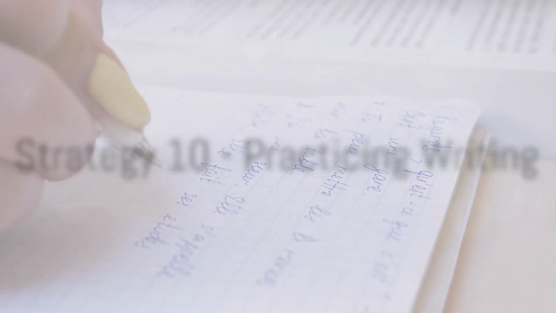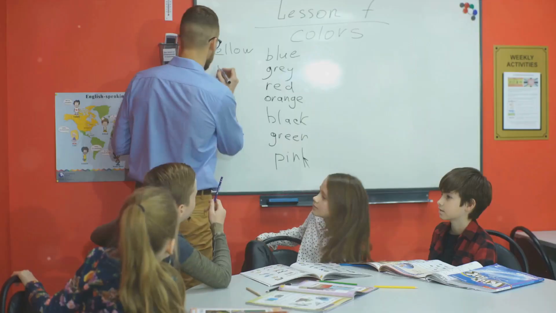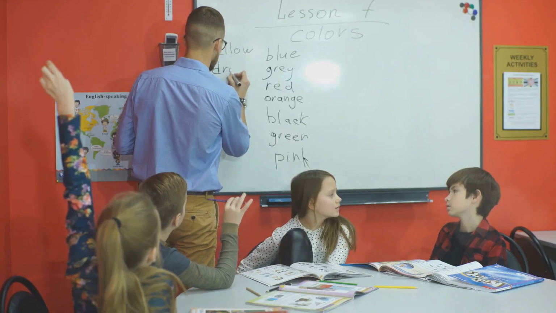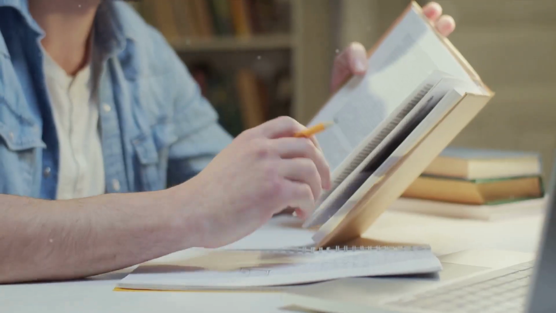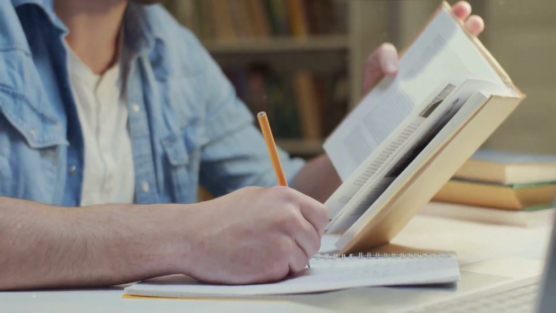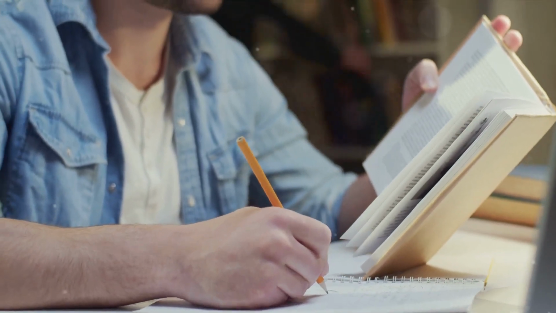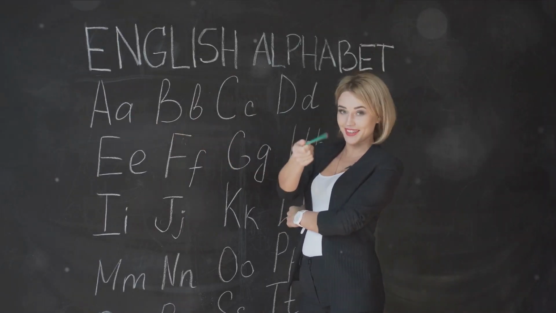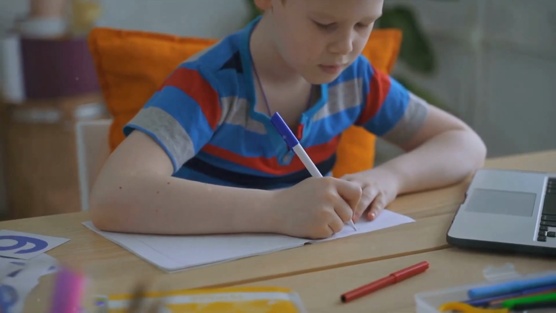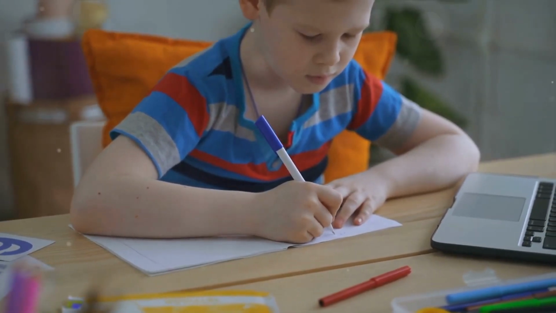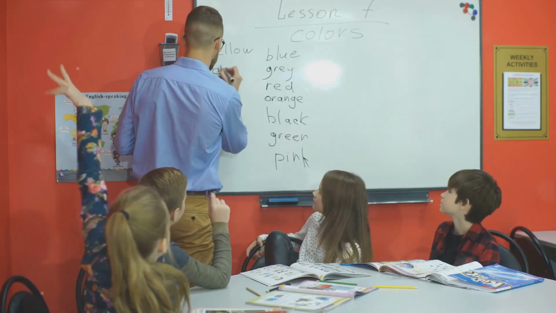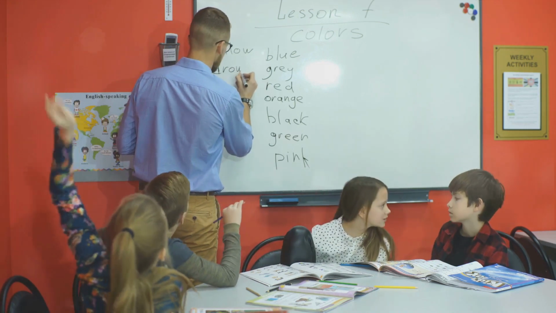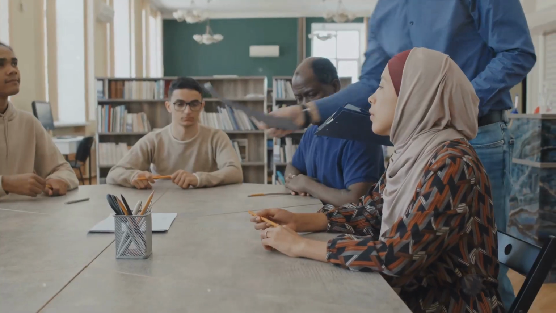Let's proceed to our final strategy. And finally, our 10th strategy is practicing writing. Now, you might wonder, why writing? Well, it's the perfect way to put your vocabulary into action. It allows you to use the words you've learned in a practical context, reinforcing their meanings in your mind. Plus, it helps you remember how to spell them too. Consider writing essays, letters, or even short stories in the foreign language. The more you write, the more comfortable you'll become with the vocabulary.